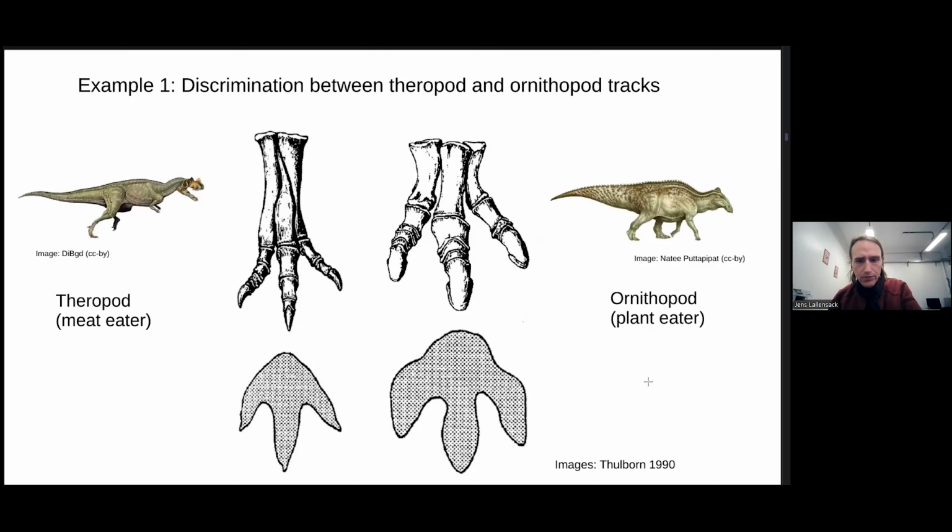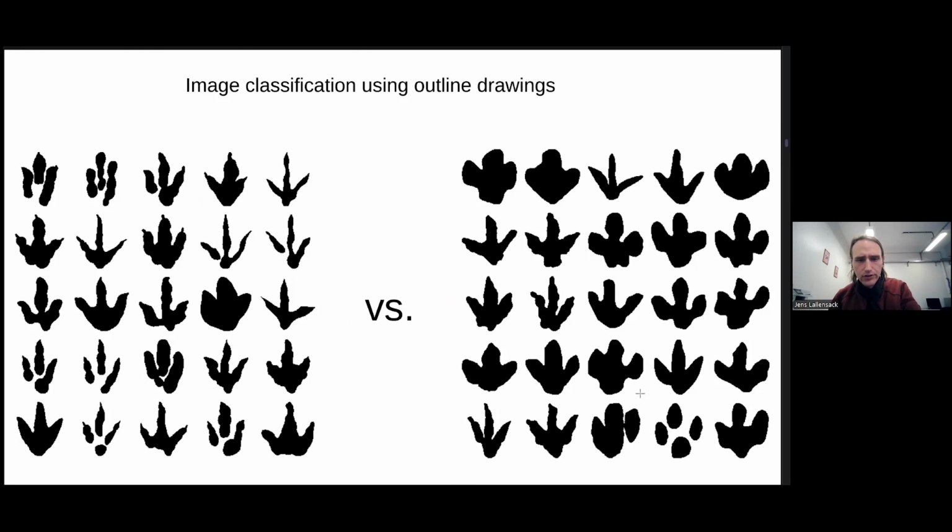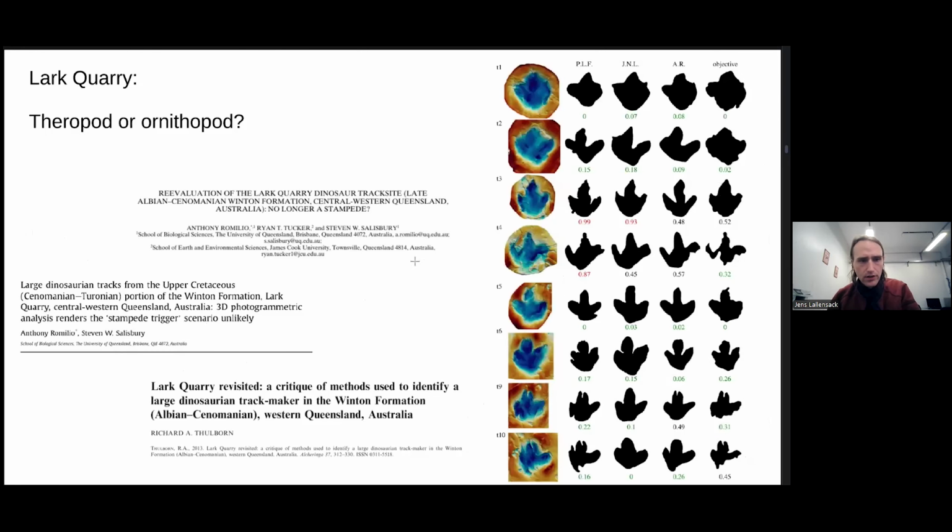So the first example, and the first study I did with AI, is to discriminate between tracks of theropod and ornithopod dinosaurs. Both look quite similar, and often it's very difficult to distinguish them. This is a problem of image classification. So we have two data sets, one of the theropods, the other of the ornithopods, ornithischians, and train the model to just distinguish between these images.